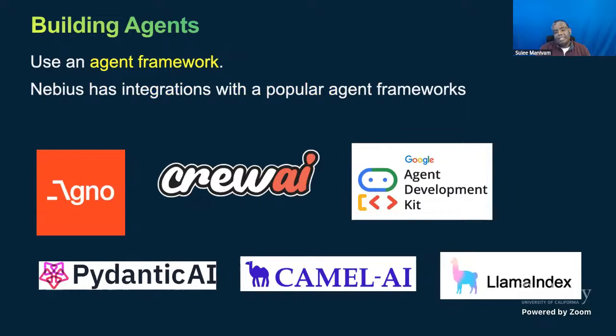And when you're building an agent, you would probably end up using an agent framework. And we have you covered there. We have integrations with all the popular agent frameworks. You can see Agno, CrewAI, you will probably recognize these names. You're probably already using a few of these, right? And so Token Factory actually integrates with all of these. And I will show you some examples on this one in a second.